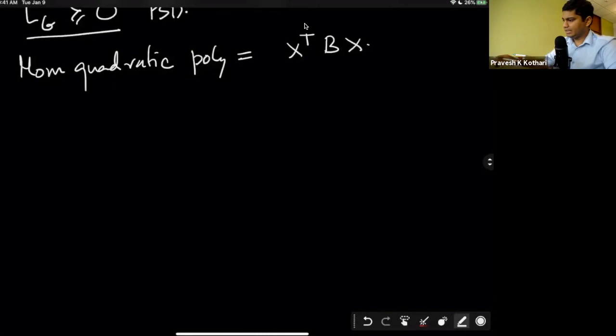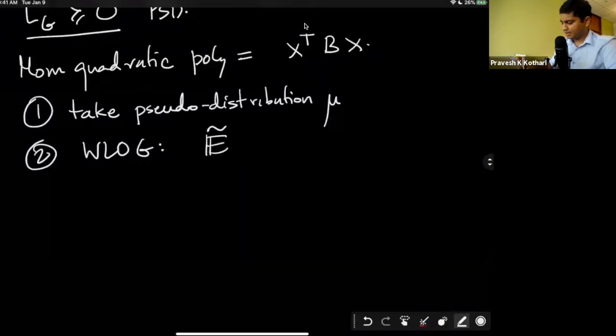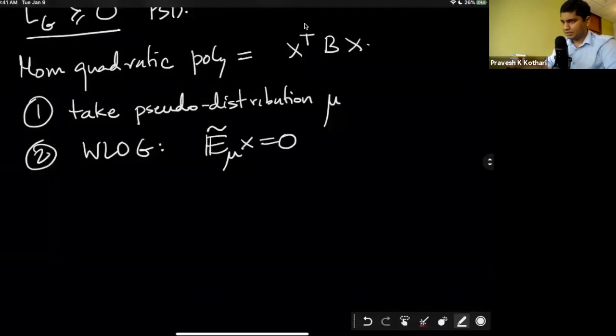the rounding algorithm did the following. We had this pseudo distribution, which we assume by duality that we can work with to prove the certificate existence theorem. So we took this pseudo distribution mu over plus minus 1 to the n. We said, without loss of generality, we can assume that the expectation of the linear vector-valued polynomial x has to be 0 under mu.